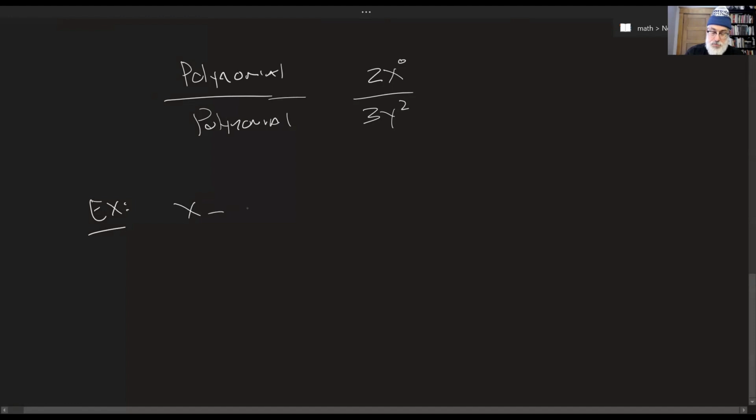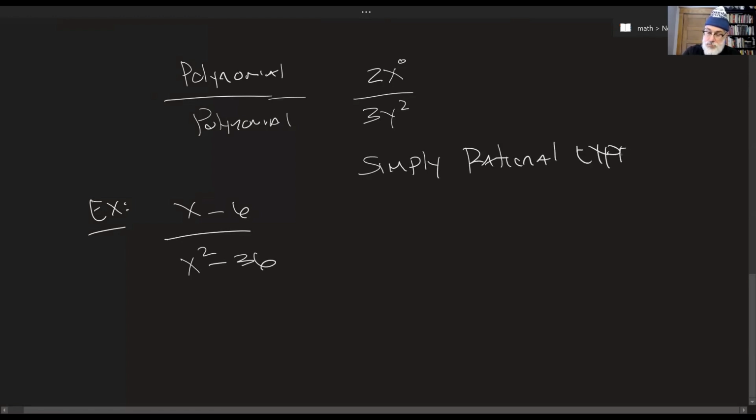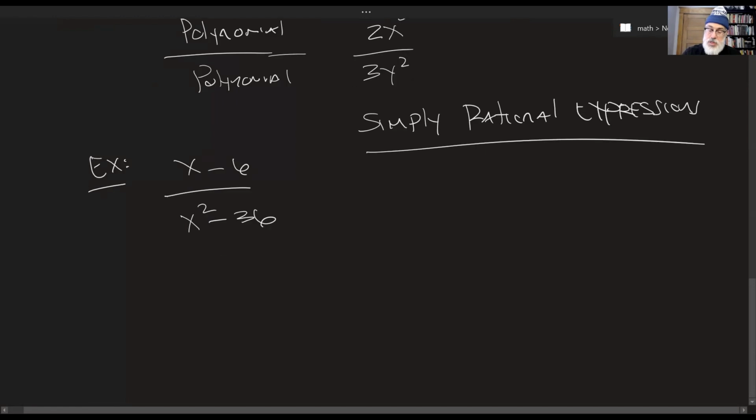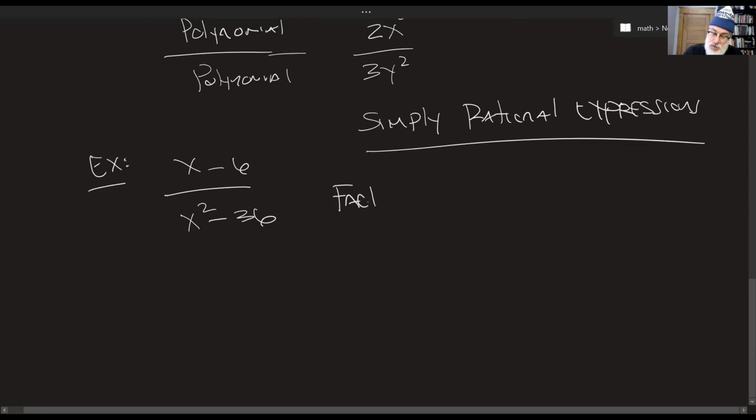Our first example is x minus 6 over x squared minus 36. This is a rational expression. So the first thing we want to do is simplify rational expressions. So how will we simplify something like this? Well, the technique is to factor and cancel when possible.